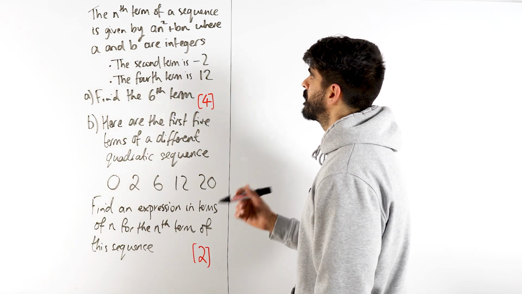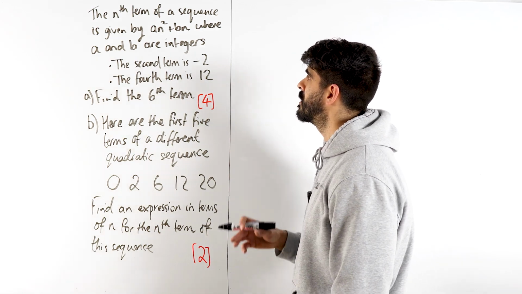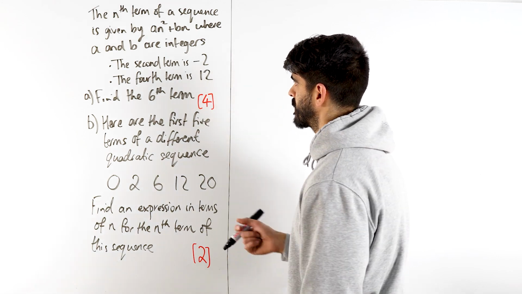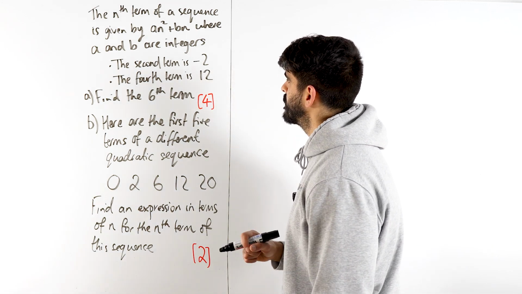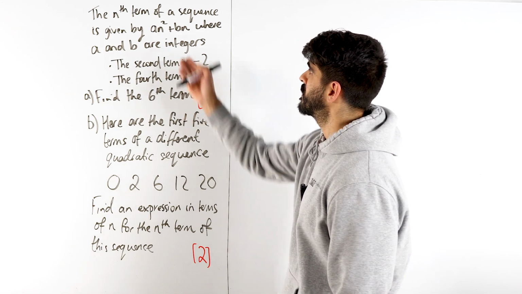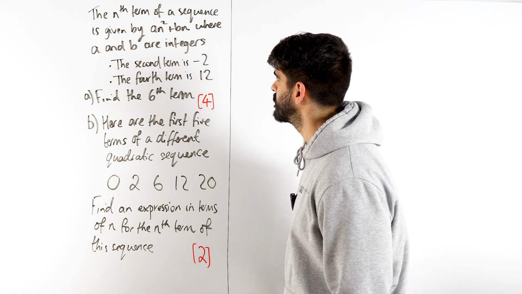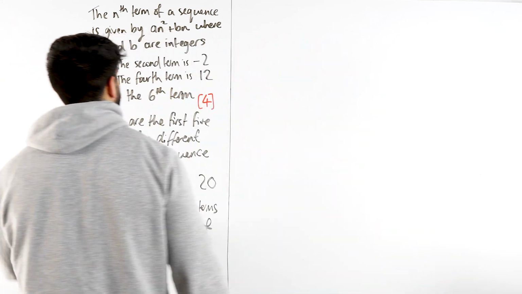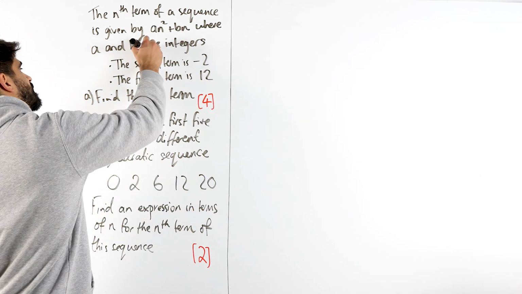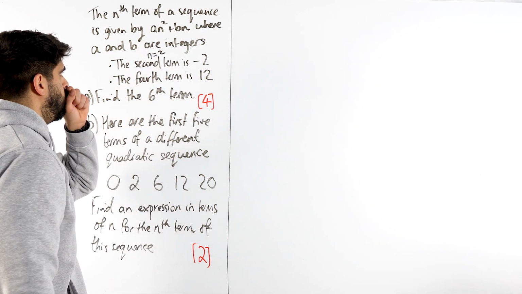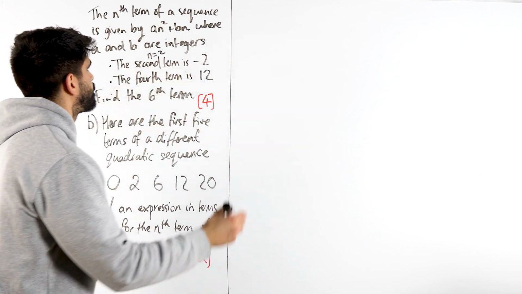First question says the nth term of a sequence is given by an squared plus bn, where a and b are integers. The second term is -2 and the fourth term is 12. Find the sixth term. Okay, so this is a quadratic sequence, but they've given you the form and they've given you the terms here. So the second term is -2. The second term means when n is 2. So when n is 2, you get -2.